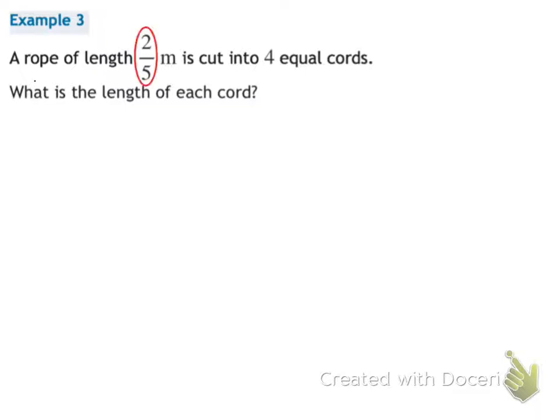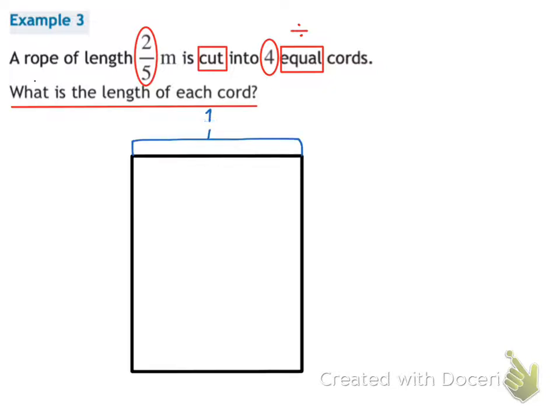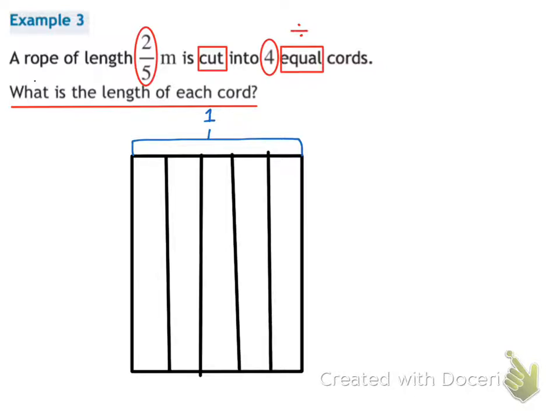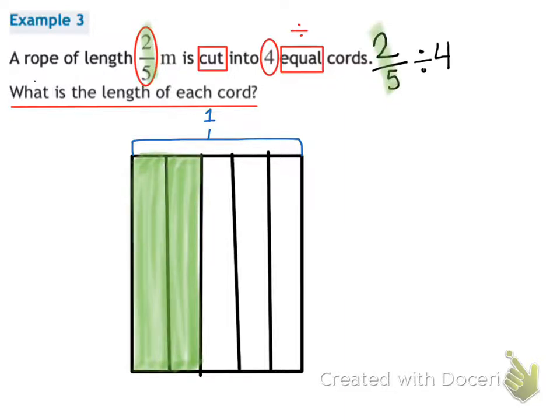So I have 2/5 meters, and I want to cut that into 4 equal cords. And again, the word equal, I know I'm dividing. And I want to know the length of each cord. So I'm going to start with one whole. And I'm going to partition the one whole into 5 equal parts. Next, I'm going to shade in. So I need to remember to set up my problem, right? So we're doing 2/5 divided by 4. So now I can shade in my 2/5, and let me go ahead and label that really quick. 2/5.